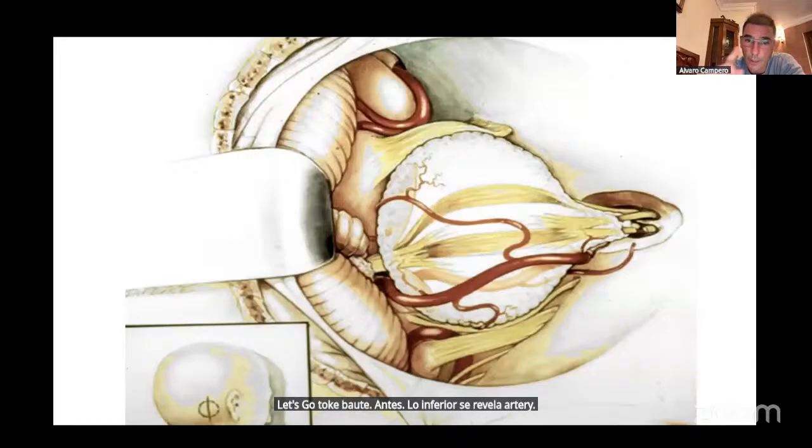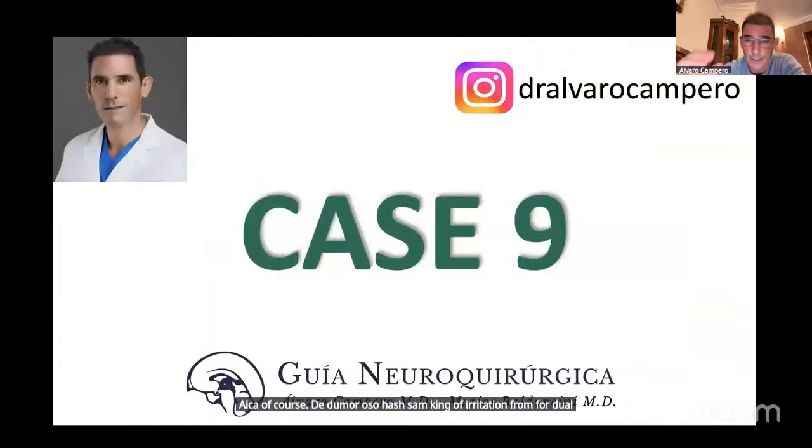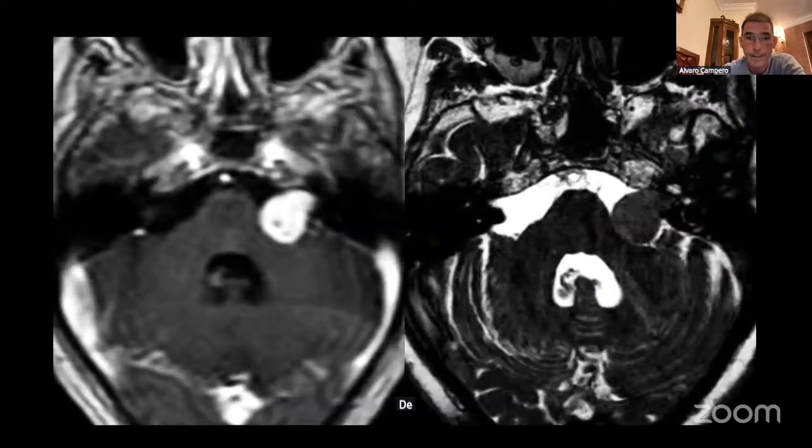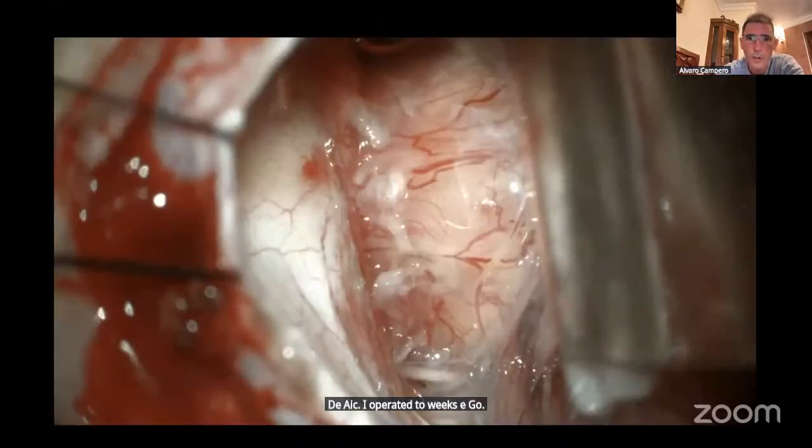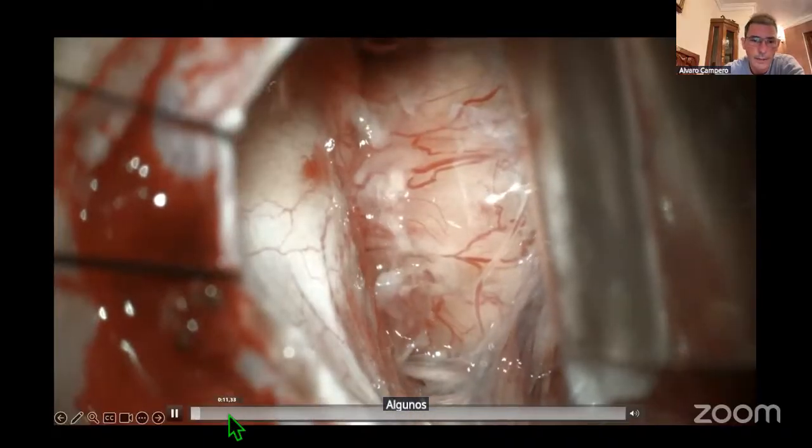Let's talk about the anterior inferior cerebellar artery. So we have to remember that usually the vestibular schwannoma is irrigated by the branches of the AICA. Of course, the tumor also has some irrigation from dural arteries, but the main irrigation of the vestibular schwannoma is the AICA. So this is a case that I operated 2 weeks ago, a small tumor.